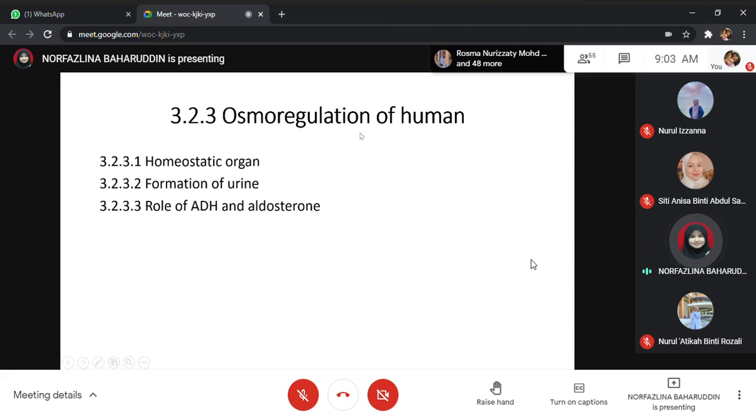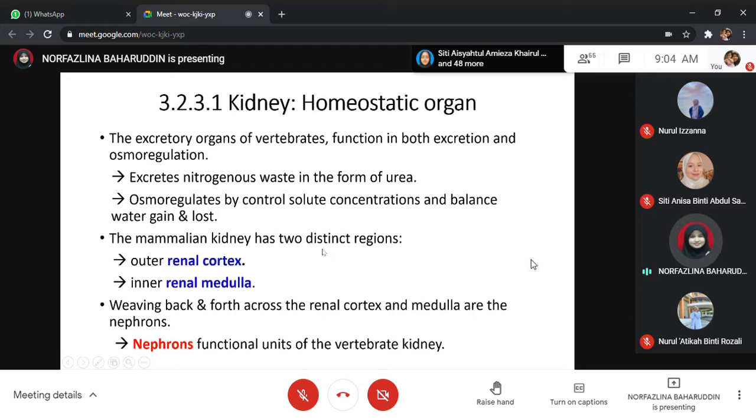Okay, so in this subtopic, first you will learn about kidney structure, sebab kidney involved with all the process, and then formation of urine, and last kali hormone involved, which is ADH and aldosterone. So ada 3 sahaja. Now, this is introduction about kidney, and kidney function in both excretion and osmoregulation.